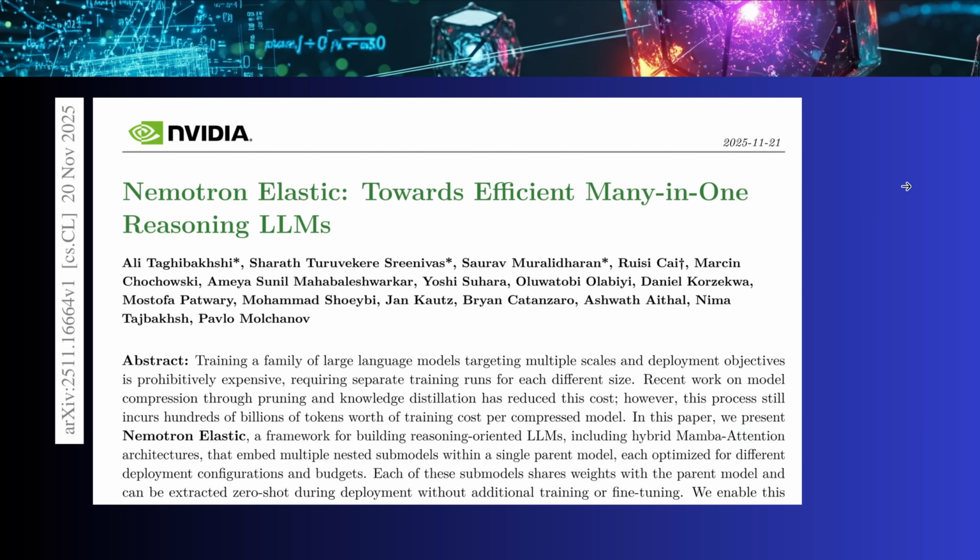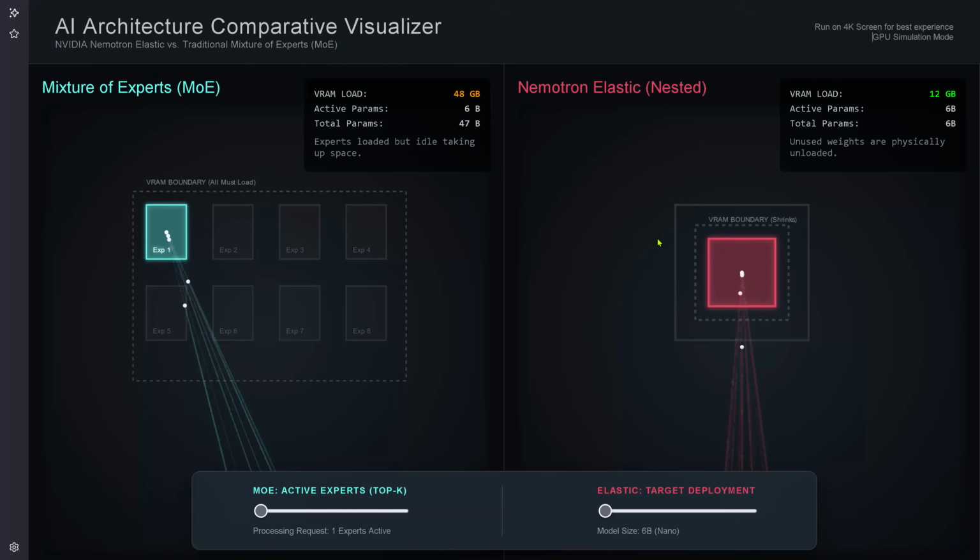Let me explain why. We are here on November 21st, 2025: Nemotron Elastic, Efficient Many-in-One Reasoning LLMs. You know, we have the normal LLMs, then we have mixture of expert LLMs, and now NVIDIA is trying to come up with a completely new elastic AI architecture that I found impressive. So to further improve the beauty of my channel, I built an interactive visualization for you, so you clearly see the difference between a mixture of expert model on the left side and the Nemotron Elastic model on the right side.